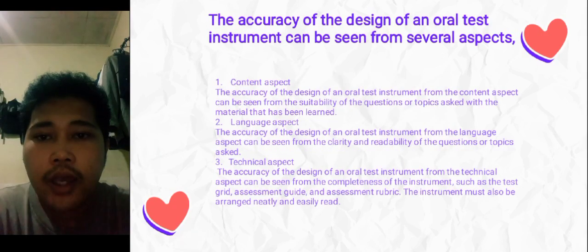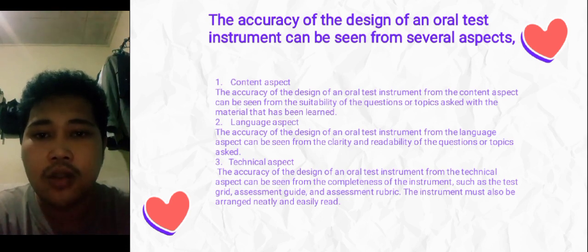Thank you. The next material is the accuracy of the design of an oral test instrument, which can be seen from several aspects. The first aspect is content aspect. The accuracy of the design of an oral test instrument from the content aspect can be seen from the suitability of the question or topic asked with the material that has been learned.